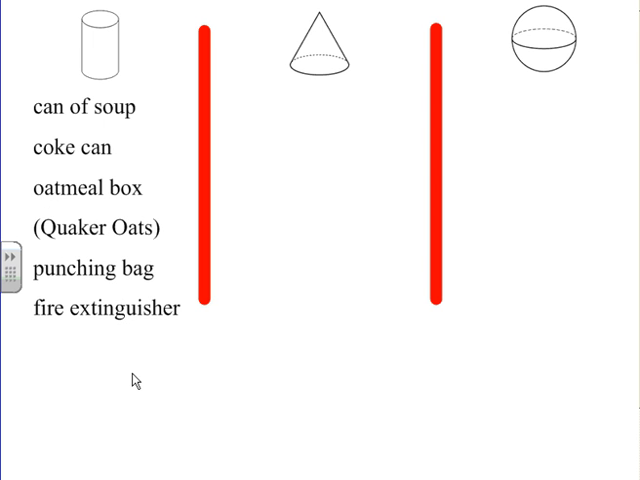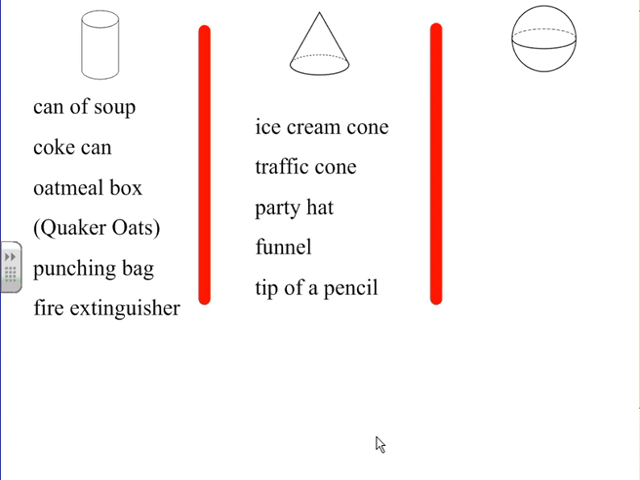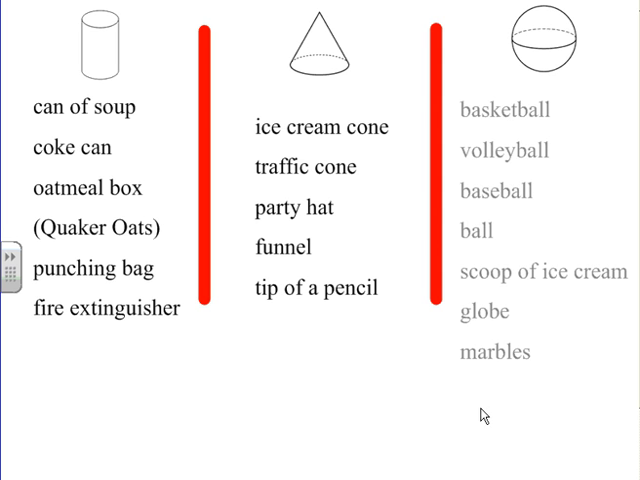You may come up with some ideas like a can of soup, or maybe a Coke can, an oatmeal box, that Quaker Oats box, a punching bag, or even a fire extinguisher. This shape here in the middle reminds us maybe of an ice cream cone, a traffic cone, a party hat, a funnel, or the tip of a pencil. This shape here on the end might remind us of a basketball, a volleyball, a baseball, a ball in general, a scoop of ice cream, a globe, or maybe marbles.